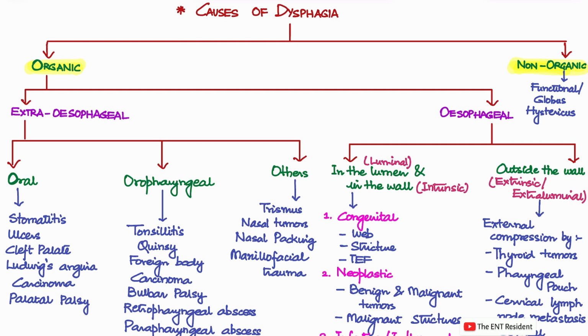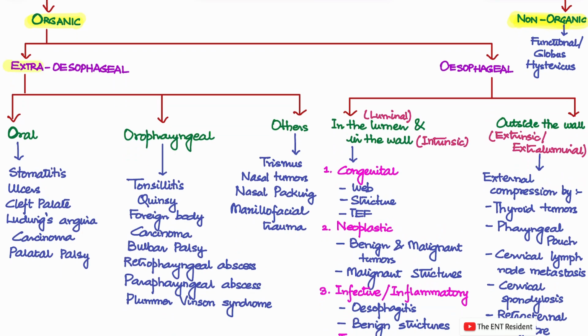Now, coming to organic cases of dysphagia, this can be divided into extraesophageal and esophageal. Extraesophageal can again be divided into oral, oropharyngeal, or miscellaneous other causes. Oral causes here could be stomatitis, ulcers, cleft palate, Ludwig's angina, carcinoma, palatal palsy. Oropharyngeal causes would involve tonsillitis, quinsy or peritonsillar abscess, foreign body, carcinoma, bulbar palsy, retropharyngeal abscess, parapharyngeal abscess, or Plummer-Vinson syndrome. And other causes here could be trismus, nasal tumor, nasal packing, or maxillofacial trauma.